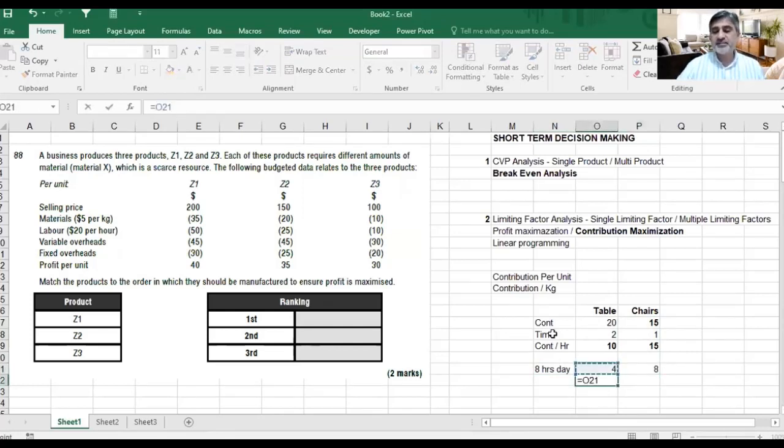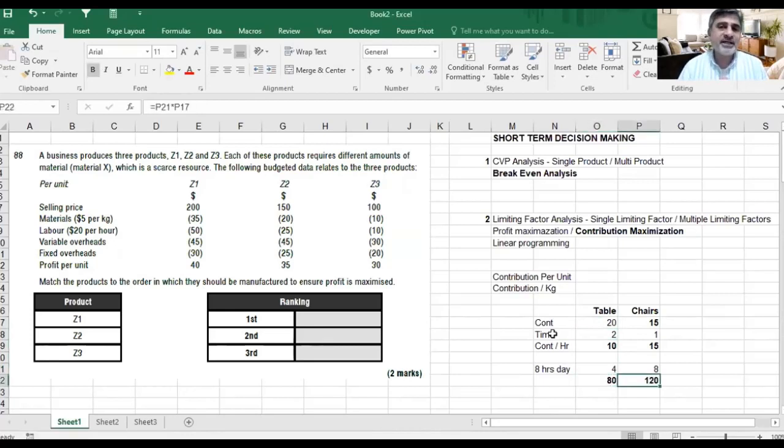So 4 tables multiplied by contribution 20. If I decide to start making tables, I can only make $80 in a day. That is 10 multiplied by 8, or 4 tables multiplied by $20. But if I decide to make chairs, I can make $120 per day. In 8 hours, 8 chairs, every chair $15.